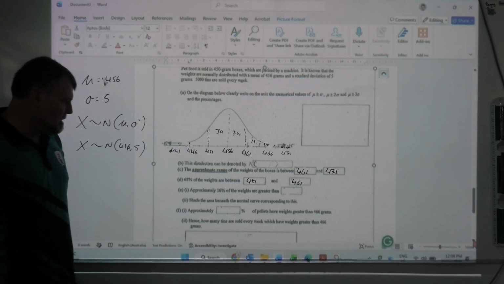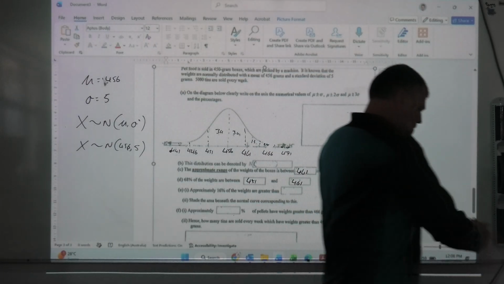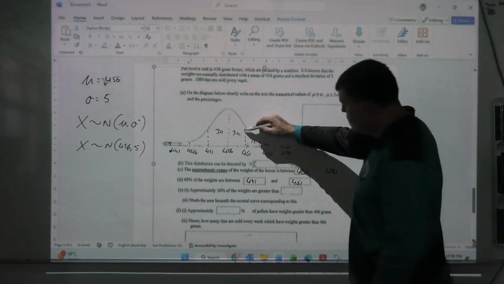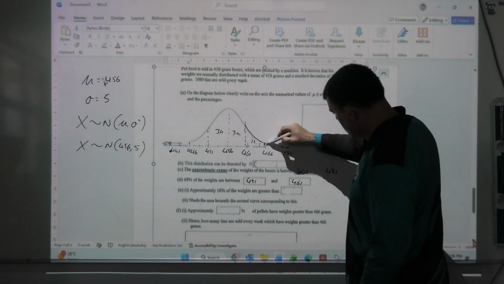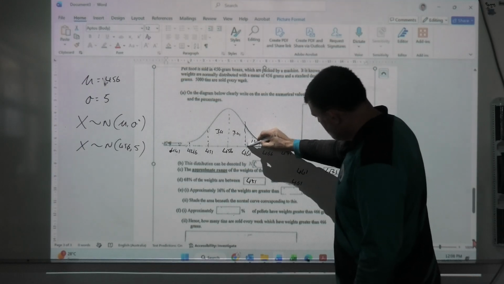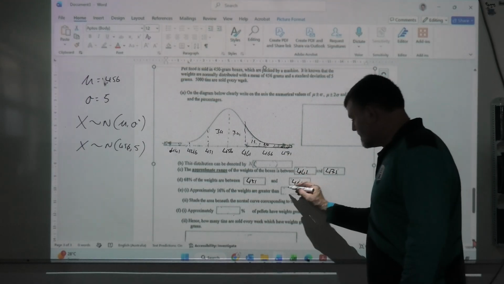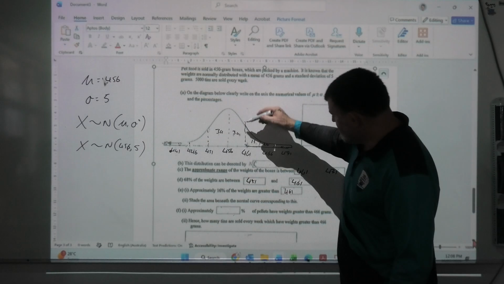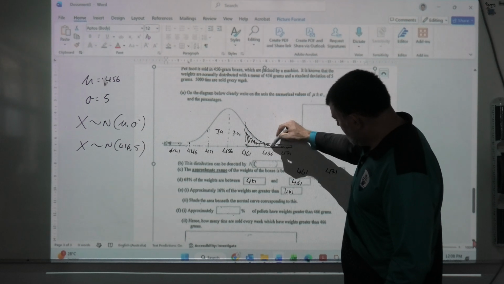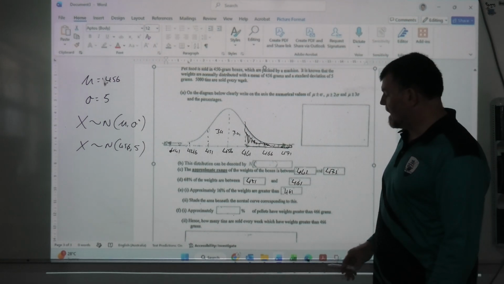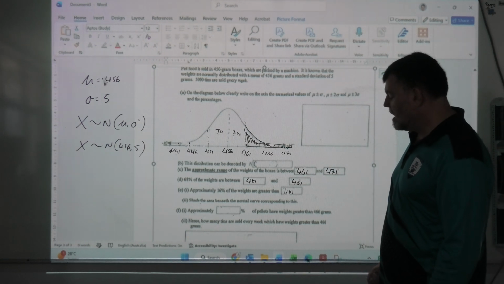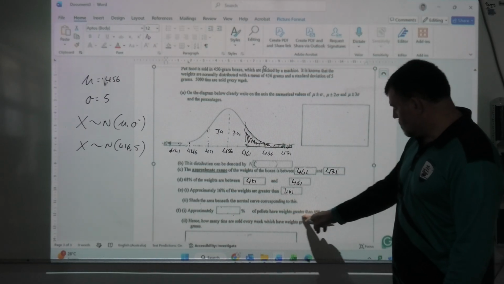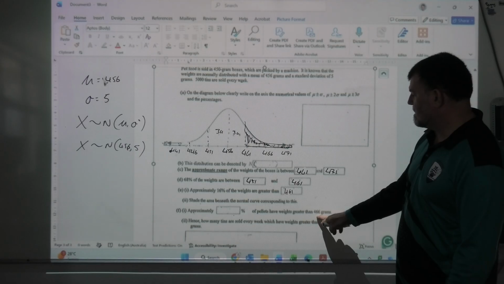Approximately 16% of the weights are greater than what? Again, we're looking at the 16%. So that's looking on this side here again. So 16% is going to be greater than 461. And if we shade that area in, that area represents that 16% of cans that are greater than 461. It then says approximately what percentage of pellets have weights greater than 466.